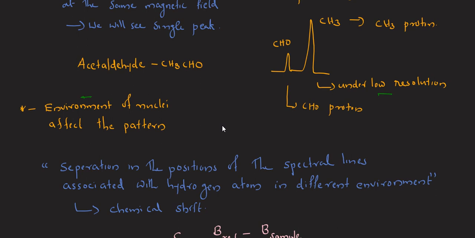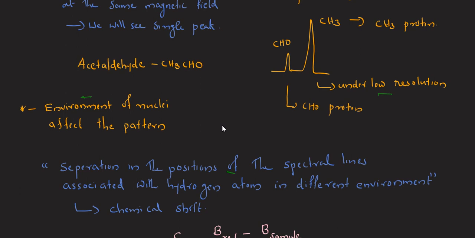Since the environment affects the nuclear magnetic resonance pattern, we can introduce a term called chemical shift. Chemical shift is defined as the separation in the position of the spectral lines associated with the hydrogen atom in different environment. The nature of the spectrum will be different under different environment. So we are introducing a term called chemical shift, that is the separation in the position of the spectral line associated with the hydrogen atom in different environment.